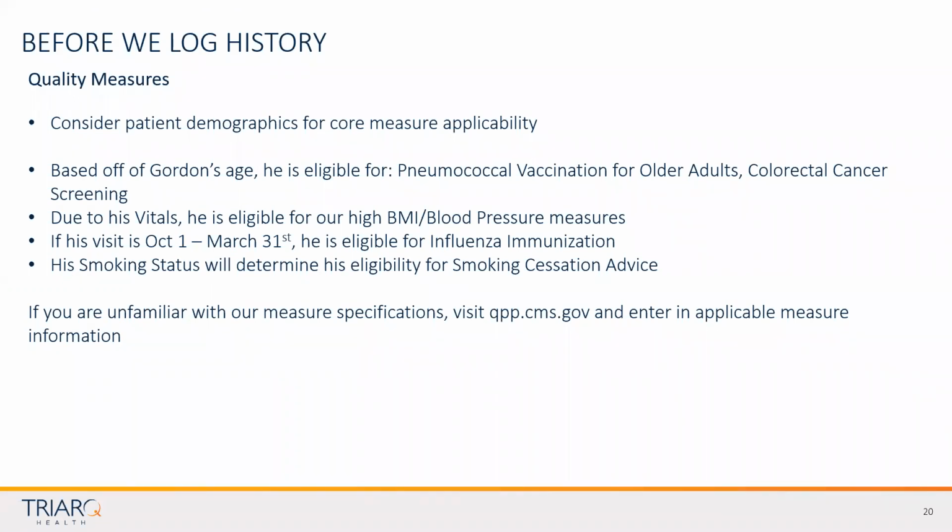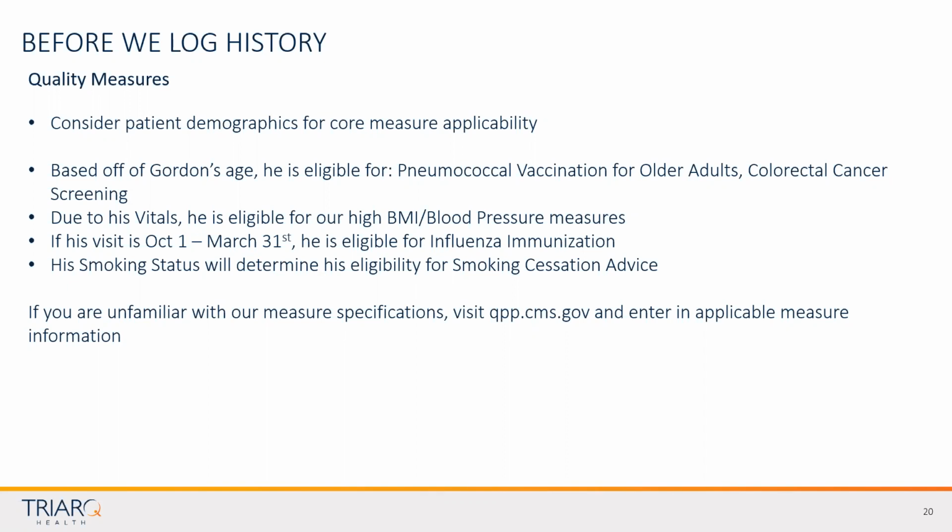So before we log our patient history, like I said at the beginning, we want to really take into consideration the patient demographics. So based off of Gordon's age, let's say he's 65, I know that he's going to be eligible for a couple of our older adult measures, meaning our pneumococcal vaccination, our colorectal cancer screening. Based off of his vitals, I know he's going to be eligible for some dietary recommendations and recommendations to exercise, so he's going to hone in on some of our BMI and blood pressure measures.